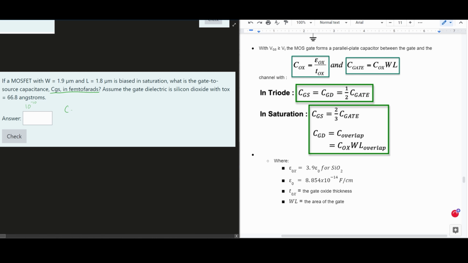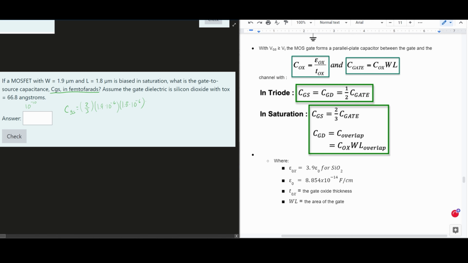We have our CGS, and it's going to be equal to 2 over 3 times our C gate. Our C gate can be found up here as COX times WL. And our WL, we can just write as 1.9 times 10 to the negative 6 and also 1.8 times 10 to the negative 6. I'm just going to omit units for this, just to keep it a little bit simpler.